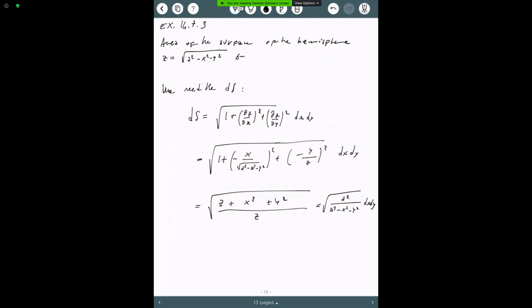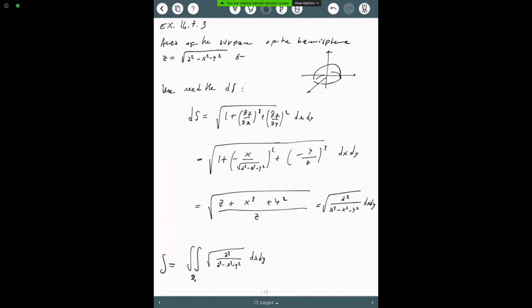So S is equal to the double integral over, I mean, this is a hemisphere, so it's the upper part of this sphere here. So the domain of integration is just a disk, of center 0 and radius a. And then the function that we have to integrate is this one here: a squared divided by a squared minus x squared minus y squared, dx dy.